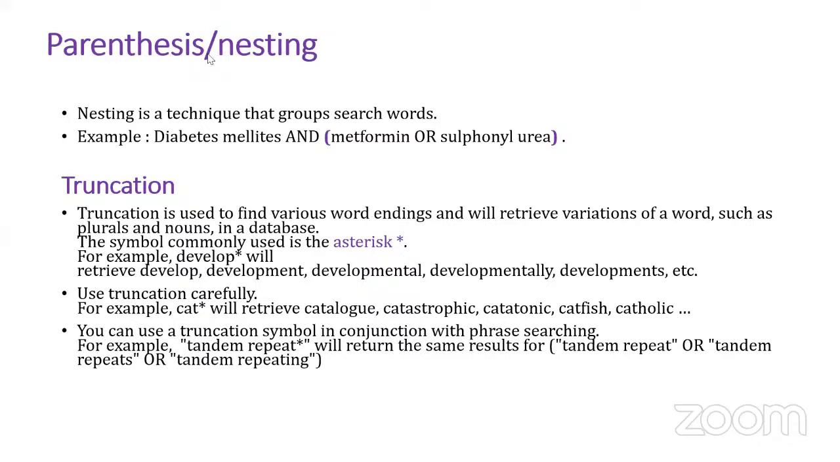Another thing we can use are the truncations or asterisks, like the star shape. It is used to find various word endings and will retrieve variations of the words, such as plurals and nouns. For example, if you type in develop and then add the asterisk, this star, it will retrieve all the words that end in different endings, like development, developmental, developmentally, developments, etc. But you want to make sure you use it very carefully too. For example, if you type in cat, it will retrieve catalog, catastrophic, catatonic. It can give you different results that may not match what you're looking for.